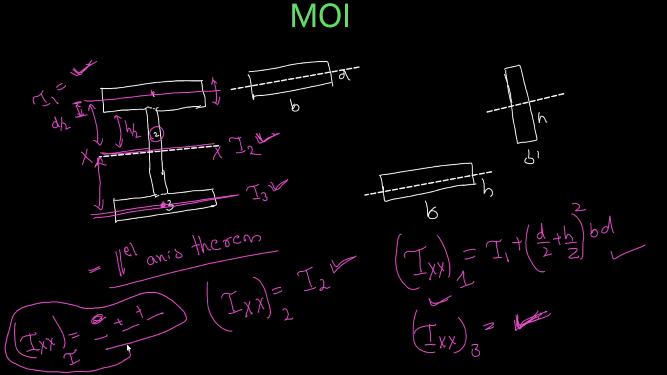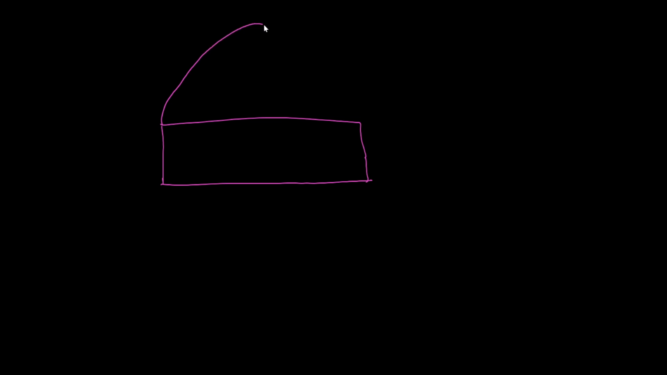Any complex situation, I am just giving you the I section. Any random figure you will be given like this. Suppose I write another one. See, if there is a rectangular box, no issue, and over here there is a semicircle, and you have to calculate about this point. Calculate the area moment of inertia about this axis.